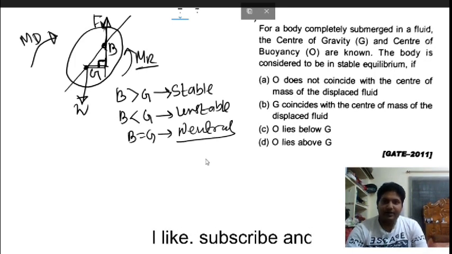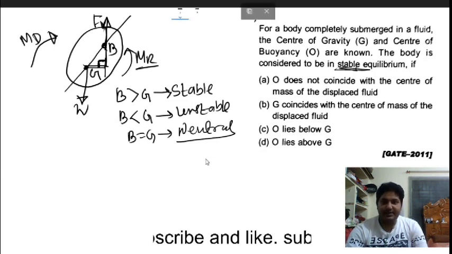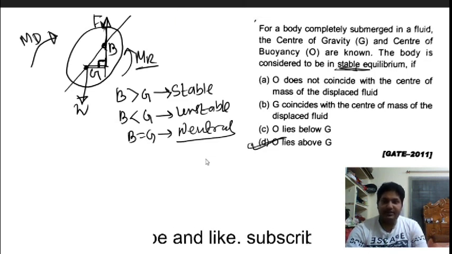So the body is in stable equilibrium when B is greater than G, when B lies above G.